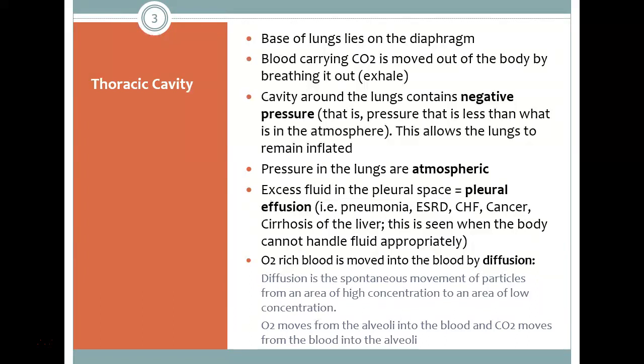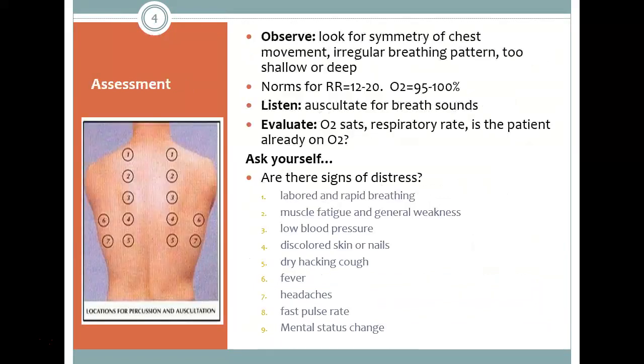We know that our oxygen and carbon dioxide move in and out of the body via diffusion. Again, diffusion is defined as the spontaneous movement of particles from an area of high concentration to an area of low concentration. So we know that the O2 moves from the alveoli into the blood via diffusion, as well as carbon dioxide moving from the blood into the alveoli via diffusion, and then of course we exhale it and it's out of the body.